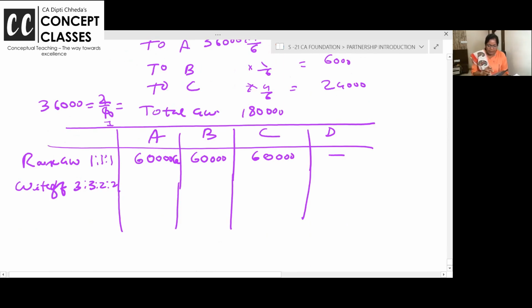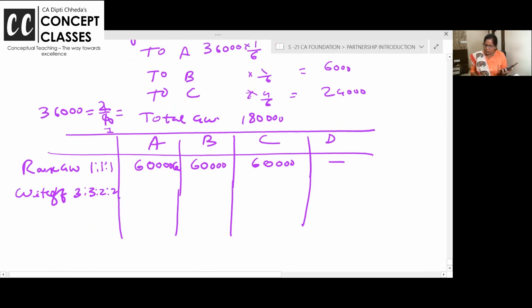Ma'am, 36,000 is equal to how much? What you wrote there, 36,000 is 2/10. 36 is 2/10. So you want the 1 ratio, no? How much will 1 be? So 36,000 into 10/2. This is your total goodwill. Raise total goodwill in old ratio. Write off 1,80,000 in new ratio.